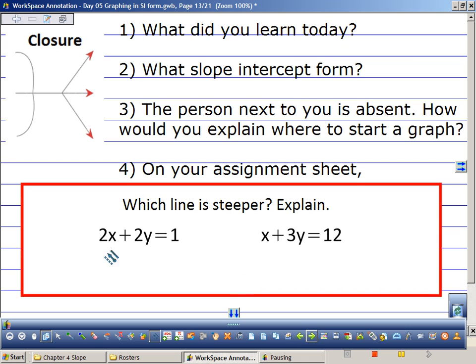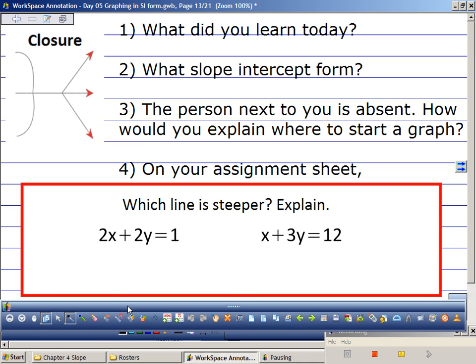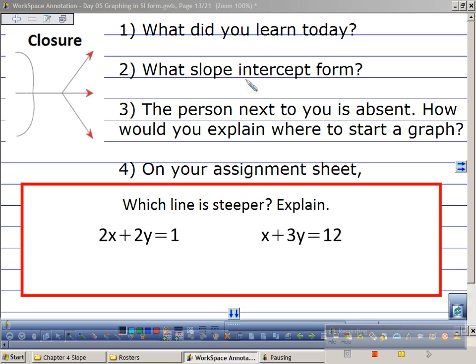No? All right, what did you guys learn today? Slope-intercept form. What is slope-intercept form? Excellent, Philip. y equals mx plus b. Why is everybody putting stuff away? We don't have 3 minutes. We have 15 minutes. Nobody should be putting anything away.